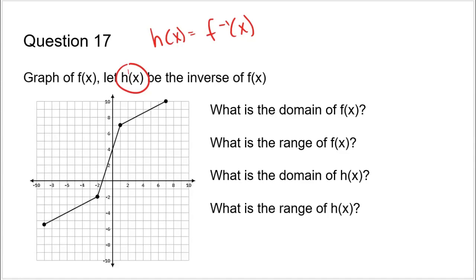Now, the first one says, what is the domain of f of x? Well, f of x is what I'm looking at in the graph, and the domain goes from, let's see, it looks like -9 all the way to 7. So domain is -9 to 7, right? So I'm looking, the x value of the small point, the most left point is -9, and the x value of the most right point is +7.